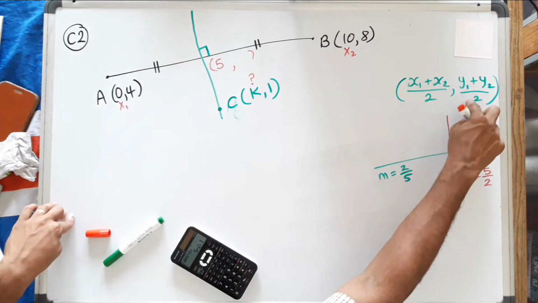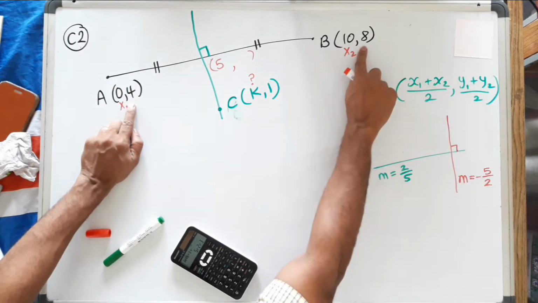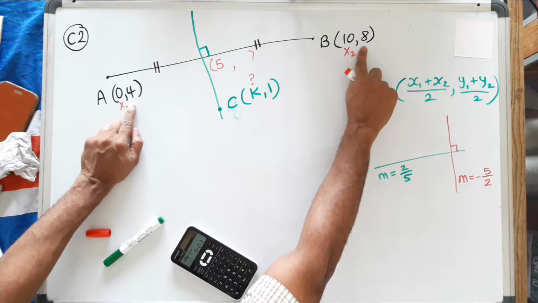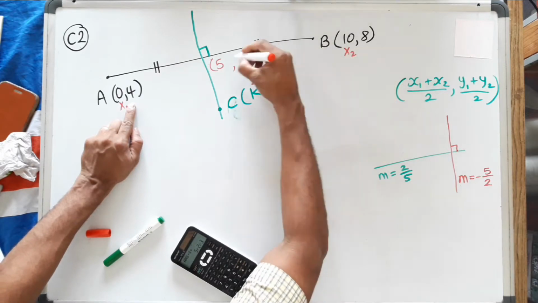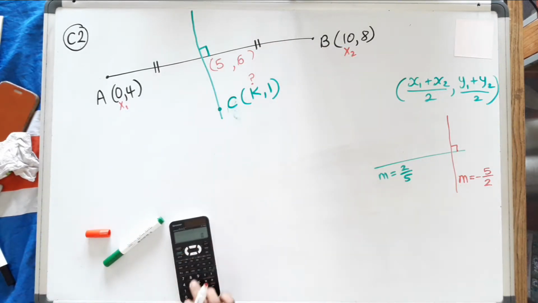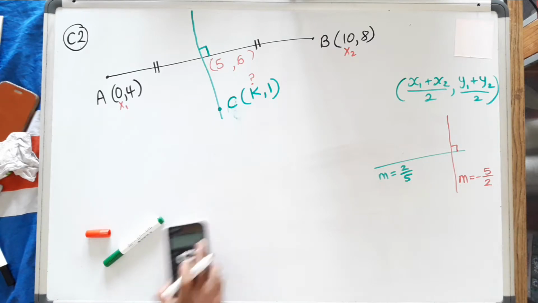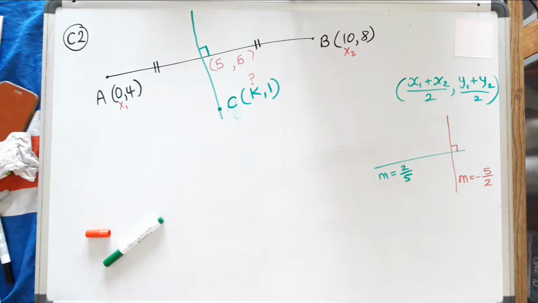Let's find the y coordinate of the midpoint. 4 plus 8 is 12. 12 divided by 2 is 6. Cool. Now here's what I'm going to do. I am going to find the gradient of the black line.